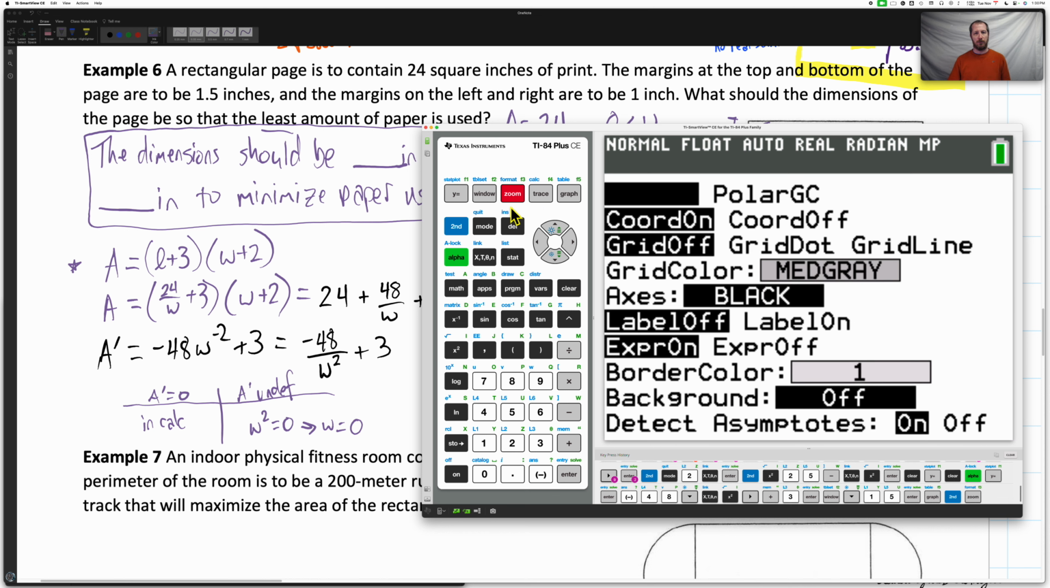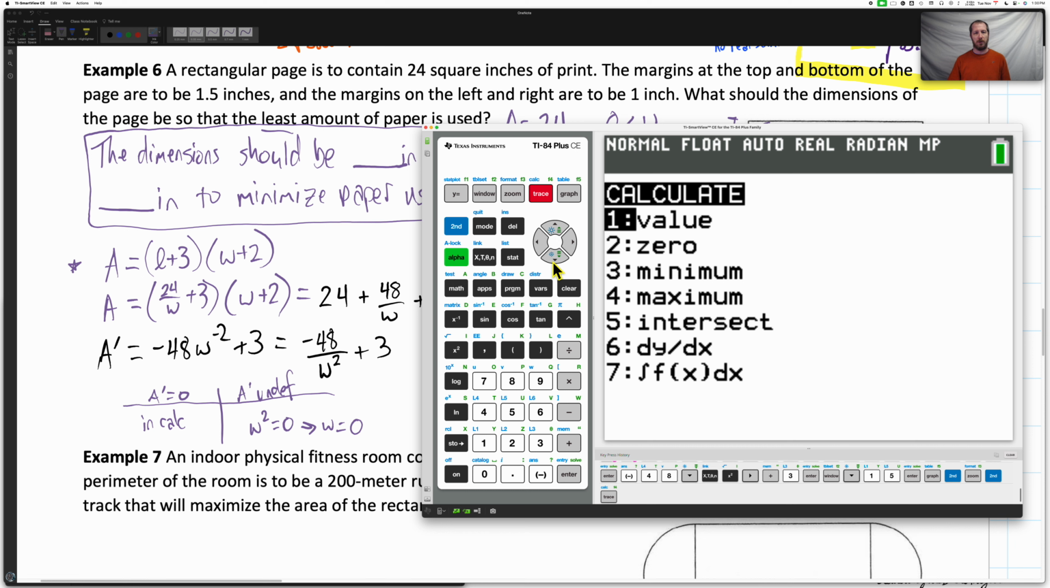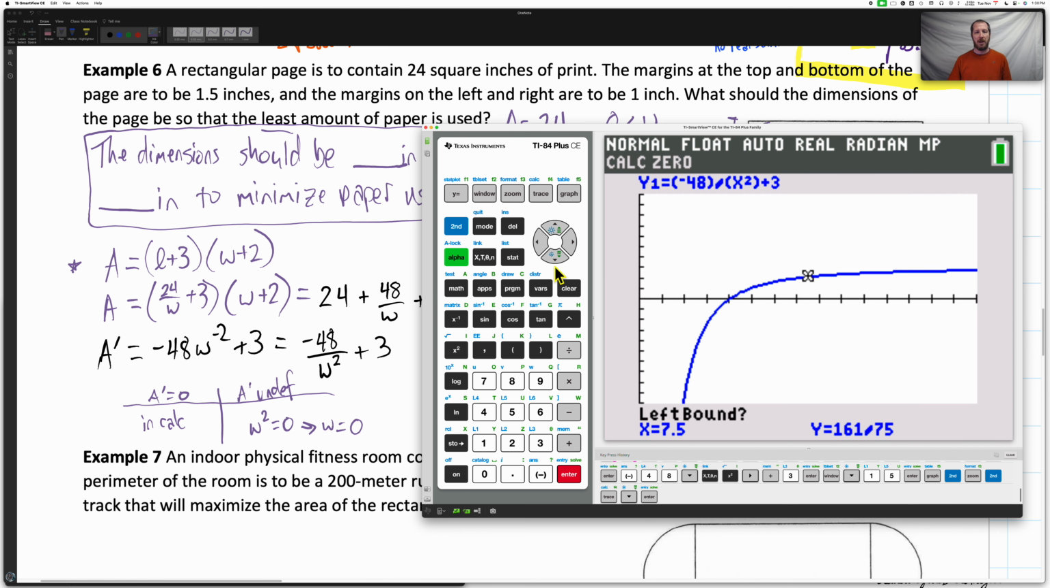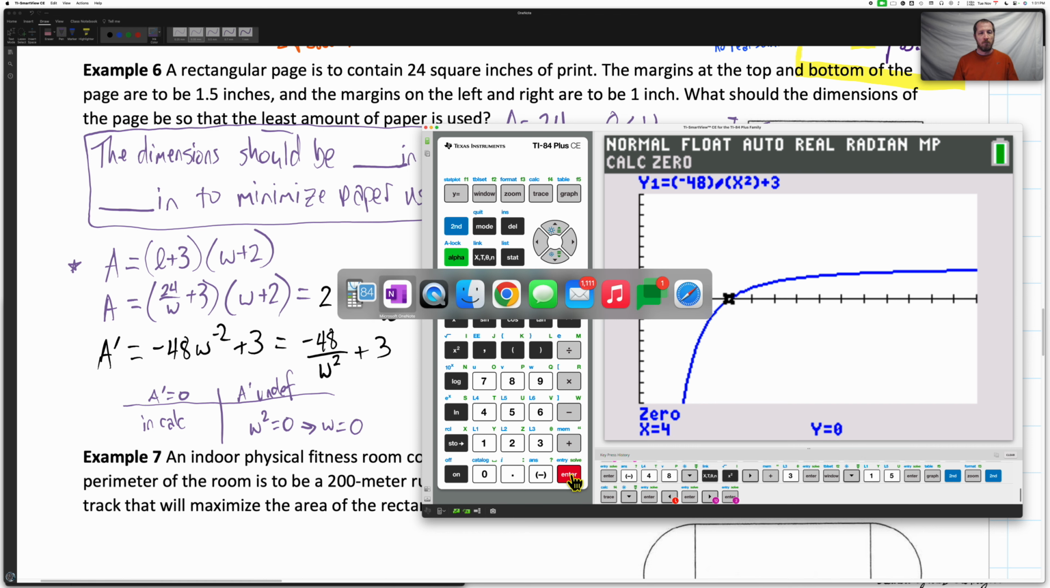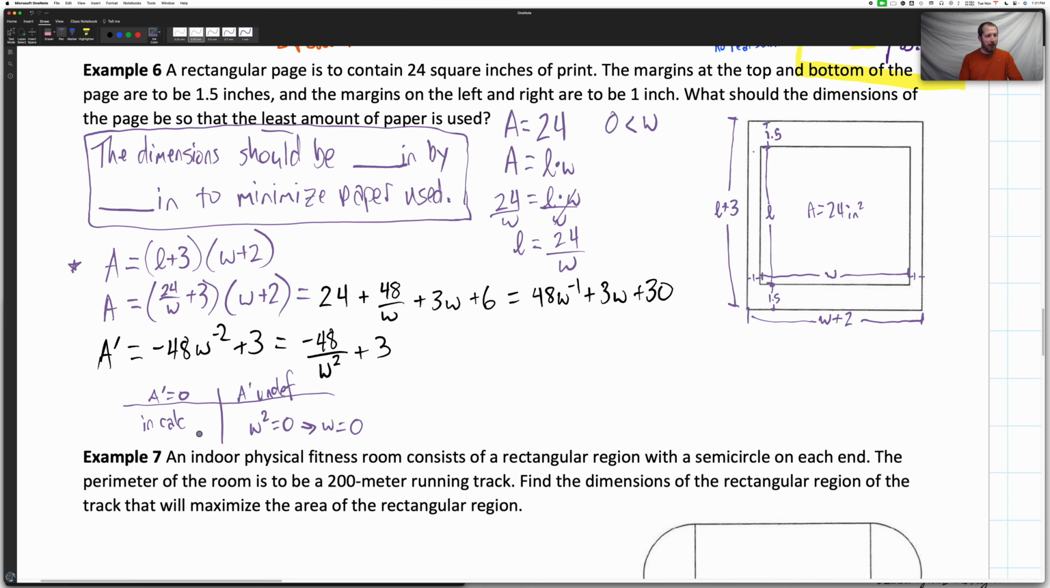So second calc. I'm looking for that 0. And I want to go to the left of that point. Press enter. To the right of that point. Press enter. And what do we got? Oh, exactly x equals 4. All right, we got a whole number. We probably could have solved that one by hand then. All right. Okay, so we get x equals 4, or W in this case. W equals 4. Okay, so what do we do with that?